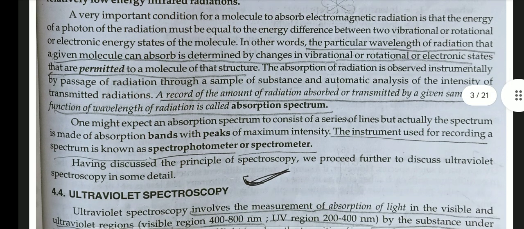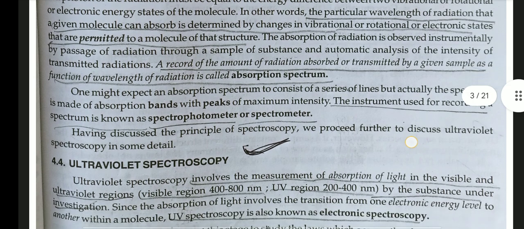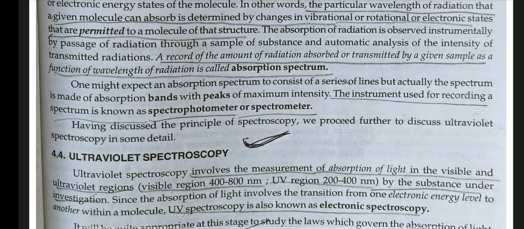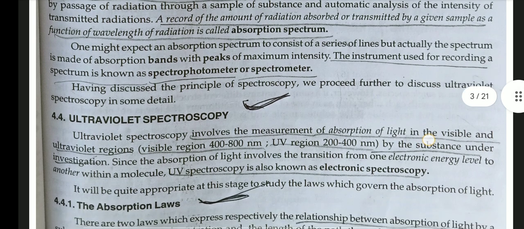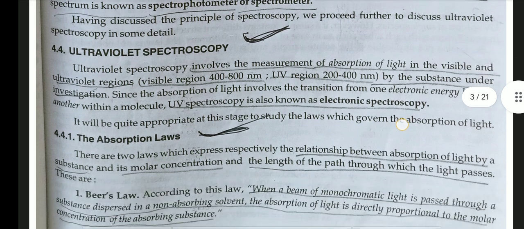The absorption of radiation is measured instrumentally by passage of radiation through a sample of the substance and automatic analysis of the intensity of transmitted radiation. A record of the amount of radiation absorbed or transmitted by a given sample as a function of wavelength of radiation is called an absorption spectrum. Having discussed the principle of spectroscopy, we proceed further to discuss ultraviolet spectroscopy in some detail.